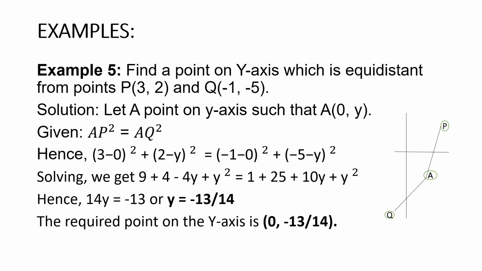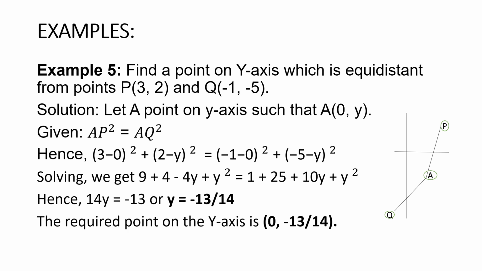Friends, we are discussing examples which are generally asked in the exams. So now the example 5. Find a point on y-axis which is equidistant from points P(3,2) and Q(-1,-5). Now we have to find a point which is on the y-axis. So we have seen before that a point on the y-axis will have its x coordinate always 0. So let that point be A. So the coordinates of A can be 0 and some y.